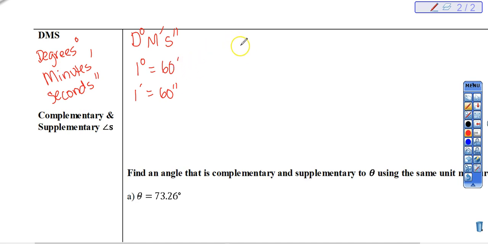What you need to remember is 1 degree is equal to 60 minutes and 1 minute is equal to 60 seconds. And conversely, sometimes it's more important to be able to go the opposite direction.